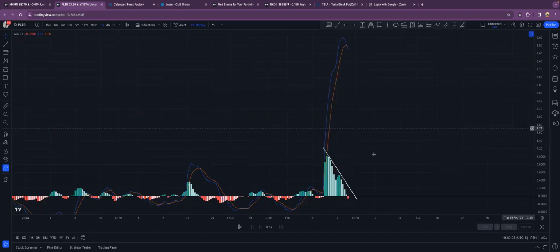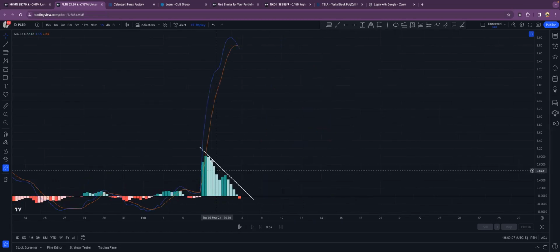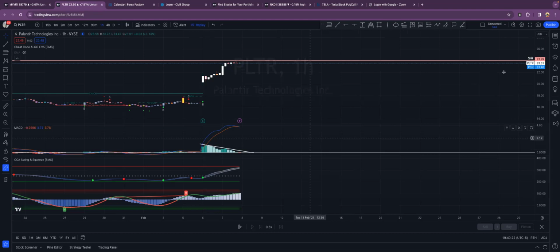See the MACD, you see the histograms dropping off like that. That's an aggressive leave. The buyers are aggressively leaving the market here. Then you have a crossover. If it was really going to continue, it would stay, but they are aggressively leaving.